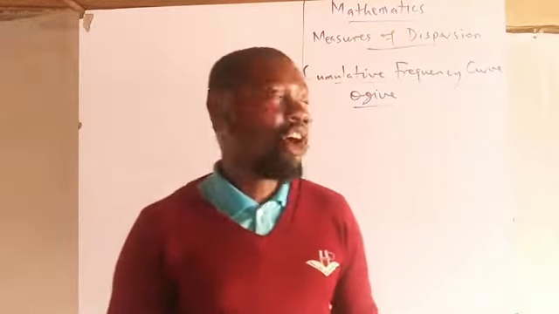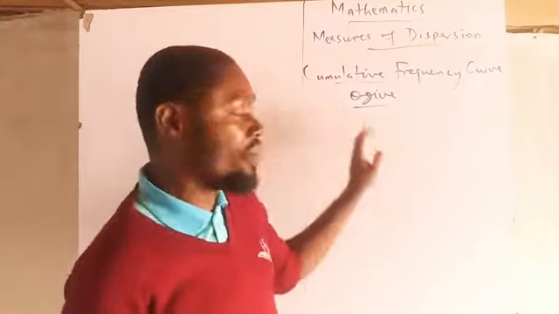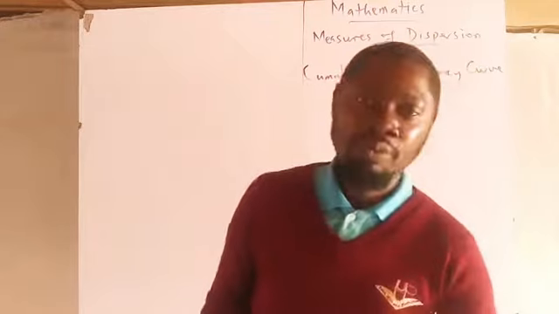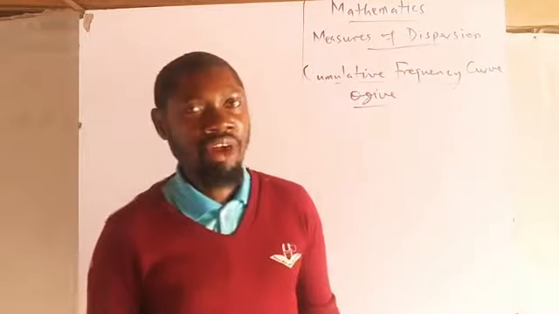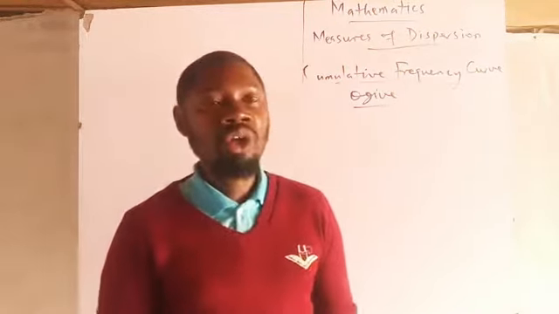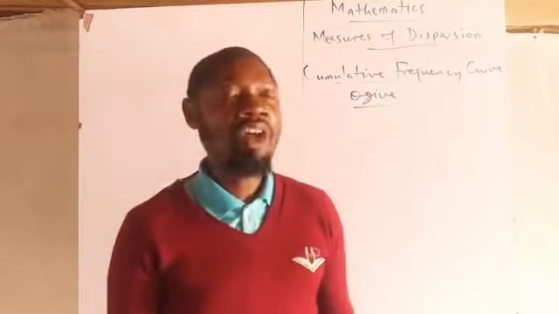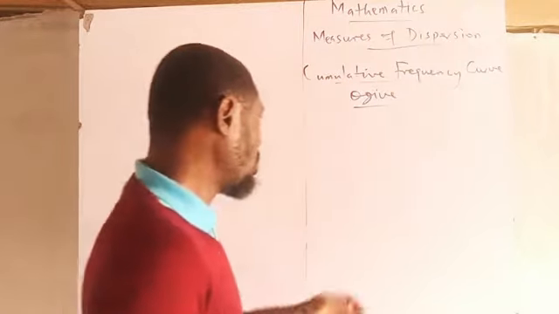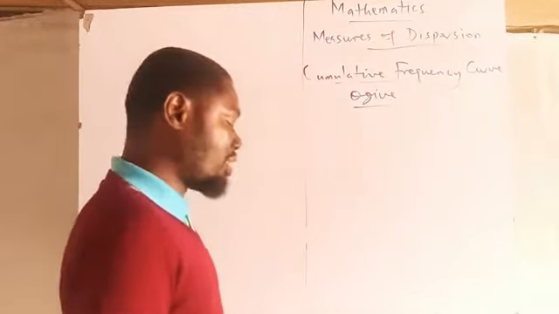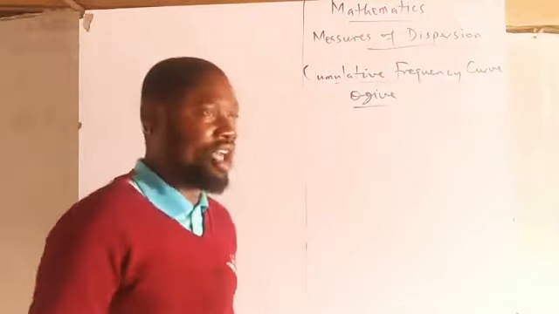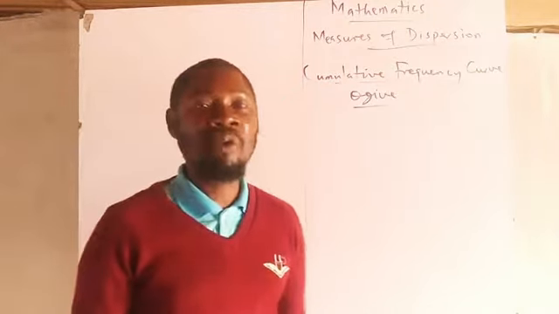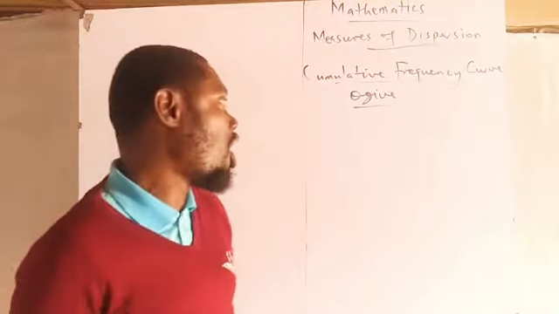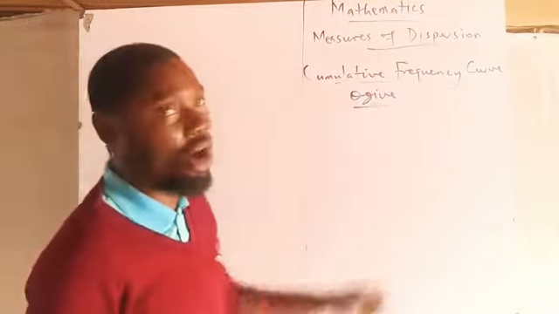Now, for you to get your cumulative frequency curve, which is called the ogive, you need to get your cumulative frequency from the distribution given to you. How do we do that? Let us consider the table that we used in the previous class and get the cumulative of that table, and see if we can construct the graph which is called the cumulative frequency curve or the ogive.